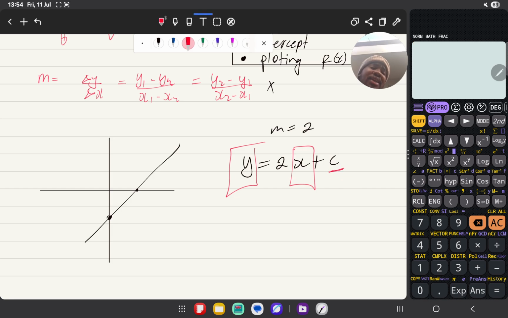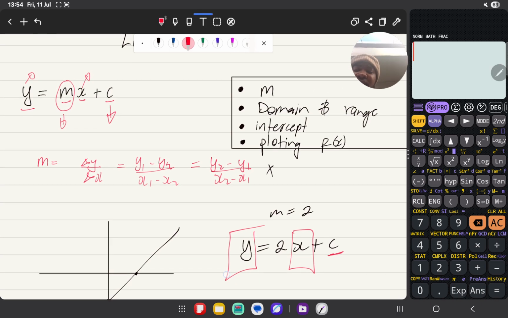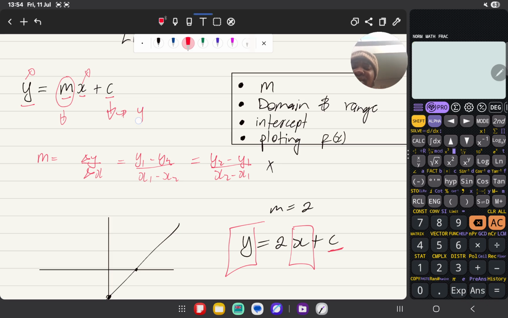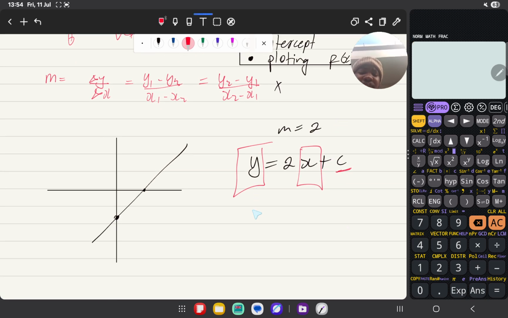Eventually you're going to get the value of c, and from there you are done. Another thing is, as soon as you have a straight line and one of your coordinates is on the y-axis, you are done. Because this c is the y-intercept. Look, y equals mx plus c. To find the y-intercept, you know x equals 0, so you have m times 0 plus c, and then y will be c.